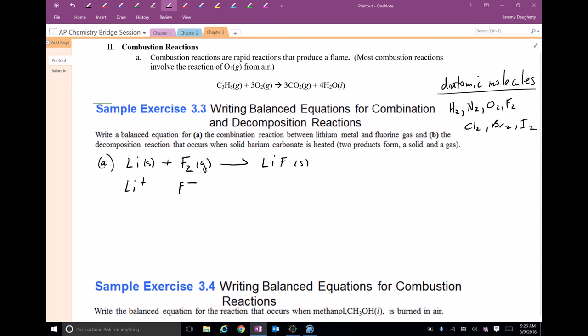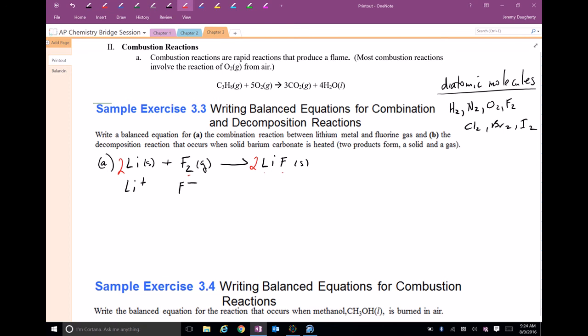Is it balanced? No. So what do we got to do? Let's put a 2 here, and that balances out the fluorines. Then I need 2 in front of the lithium, and now it's balanced. Alright, let's try the next one.